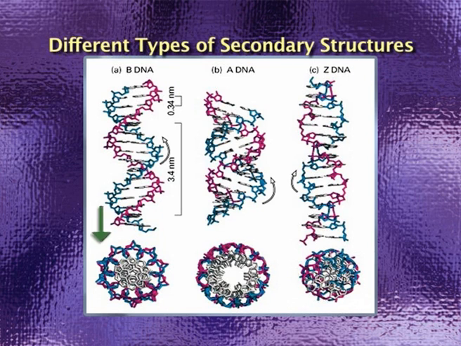Now, if we study the cross-sectional view of A, B and Z DNA, we find that the most ordered secondary structure is that of B DNA. The A DNA has an increased diameter and there is a hole in the center of A DNA. While the Z DNA is more zigzag in orientation and the bases are not arranged in a proper way.